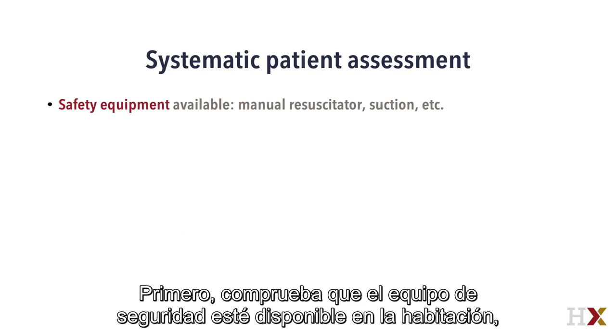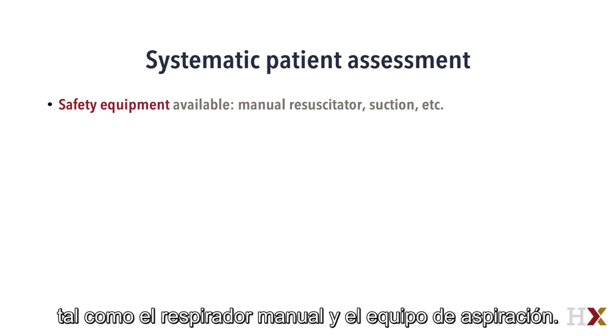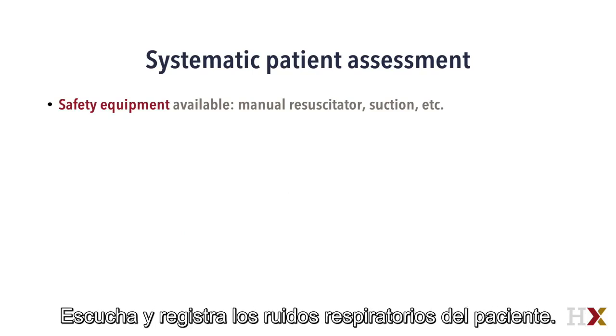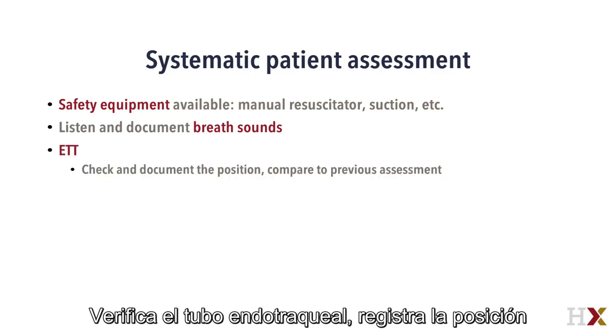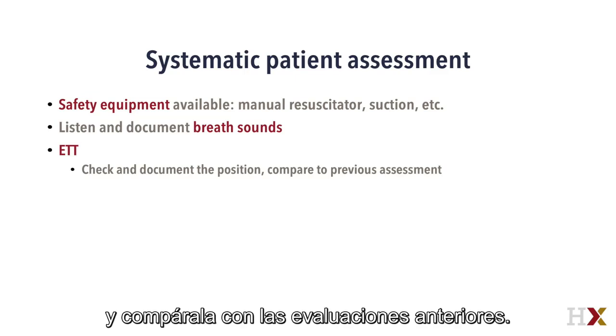First, check that safety equipment is available in the room, such as a manual resuscitator and suction. Listen to and document breath sounds of the patient. Check the endotracheal tube and document the position and compare it to the previous assessment.